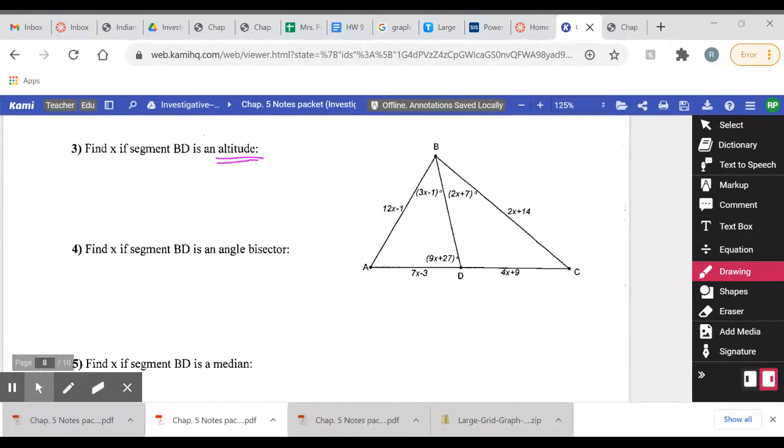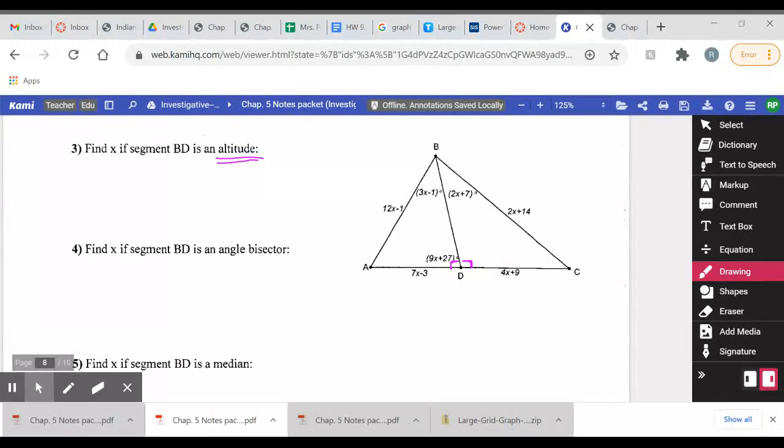You can see a ton of expressions on this particular picture, so you're definitely not going to use all of them in an equation. But if I know that this BD is an altitude, then I know that this should be a right angle and that should be a right angle. So a true equation I can write based on that says 9x plus 27 is equal to 90. Okay, so go ahead and write that equation and then solve for x.